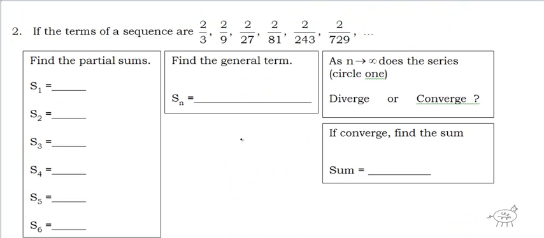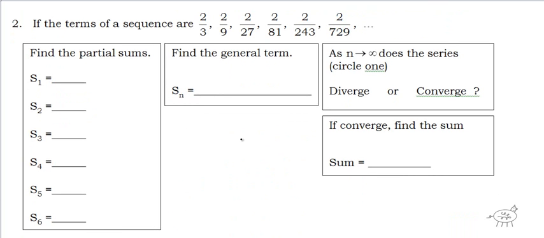Again, you're going to add these together. So the very first term you're going to write down here is 2/3. And then you're going to add 2/9. So you're going to get 8/9. Then you're going to add 2 over 27. You get 26 over 27. You're going to add the next one. You get 80 over 81. Add the next one, 242 over 243. And the next one is 728 over 729.